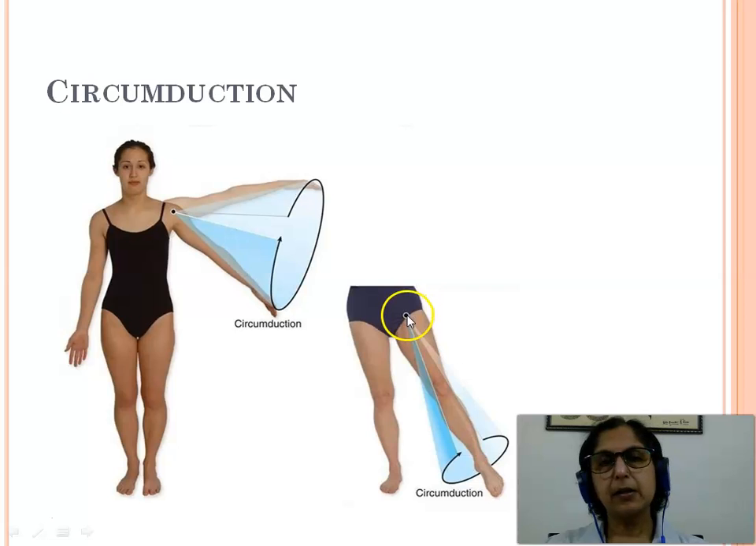Similarly, here we see the hip joint, and again here hip joint is a polyaxial joint. So the limb describes a cone. This is called circumduction, combination of four angular movements.